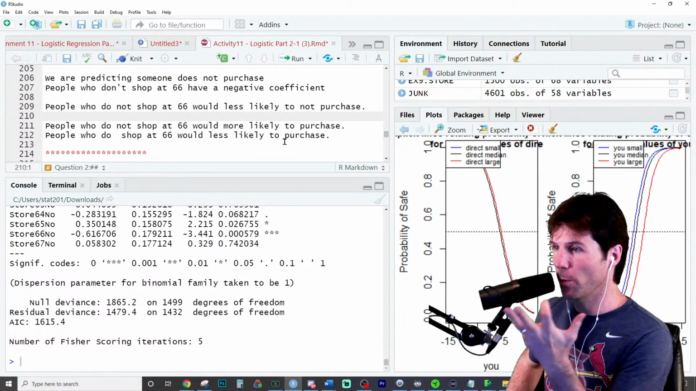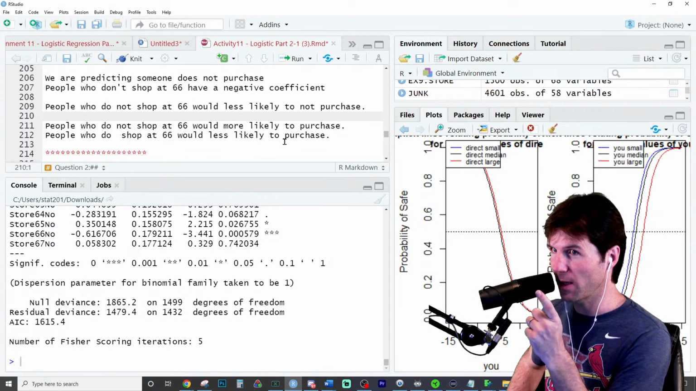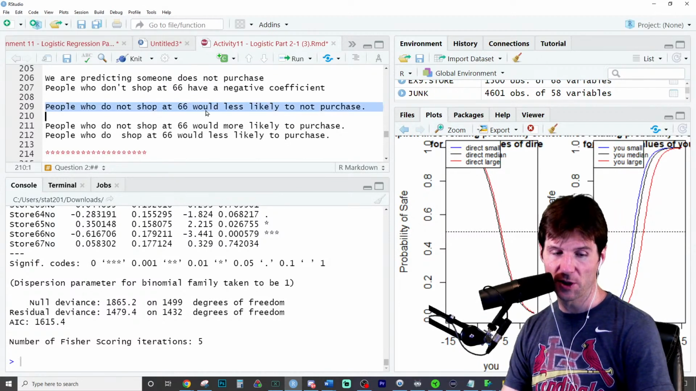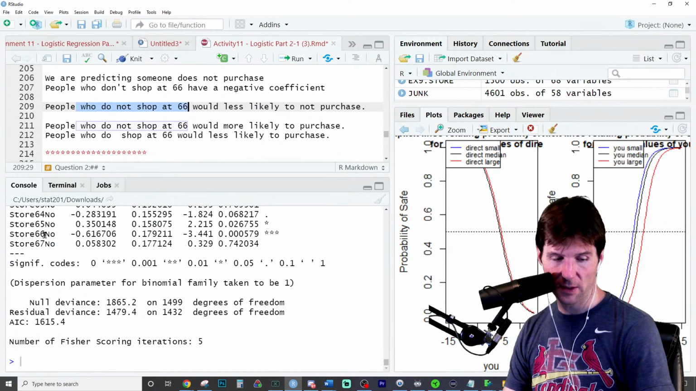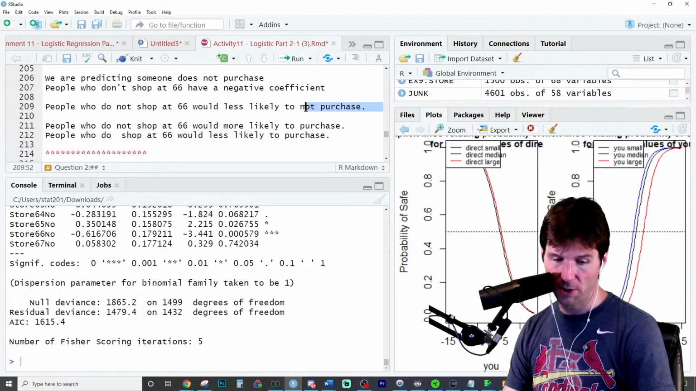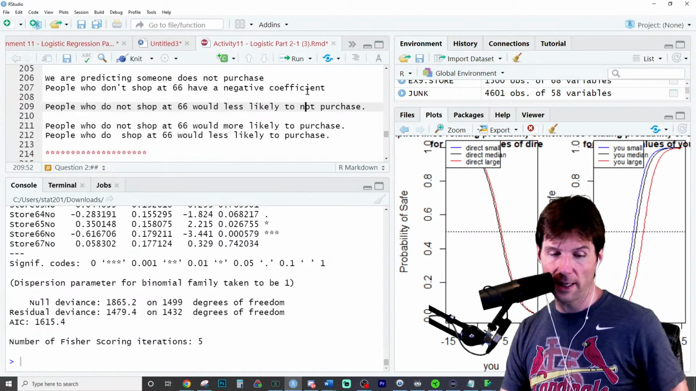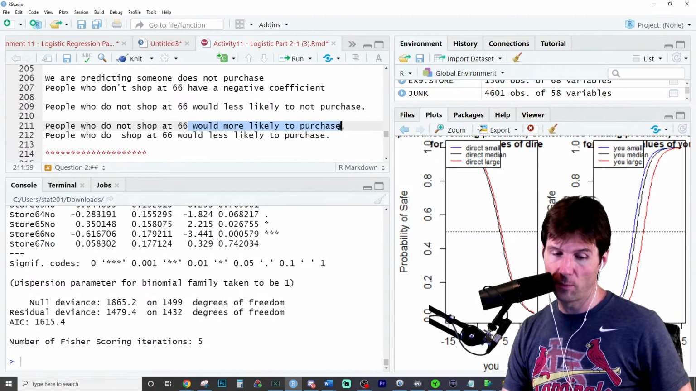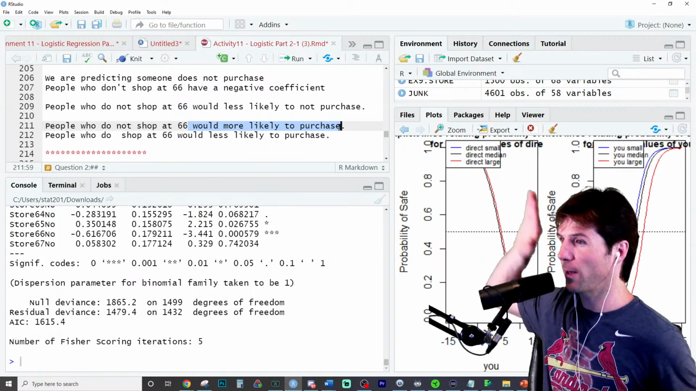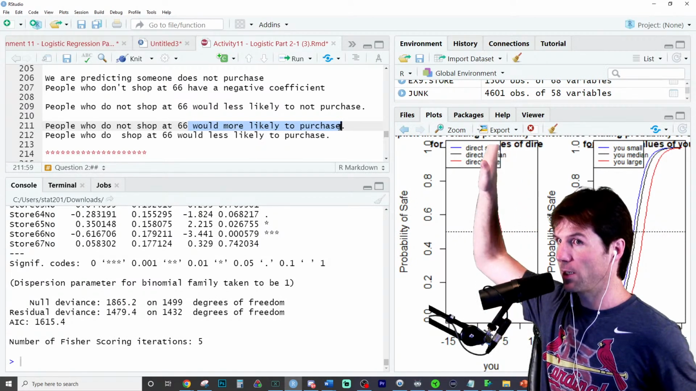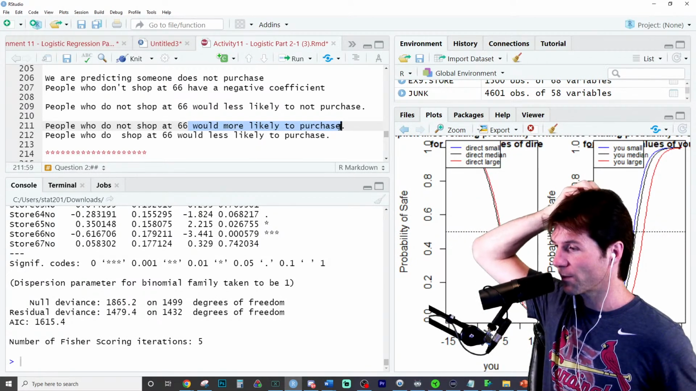It's tough to reword this and get it to the exact phrase, but that top is what the coefficients are going to tell us. We're looking at people who do not shop at store 66, that's implied right here, are less likely, implied right here, to not purchase, because not purchase is the level of interest. So less likely not purchase is easier said as more likely to purchase. Do you get the flip right there from the line 209 to the next one?